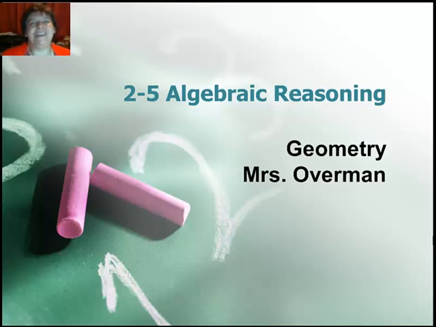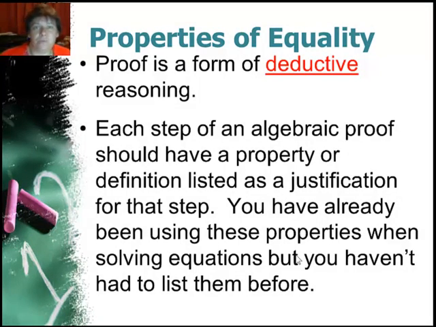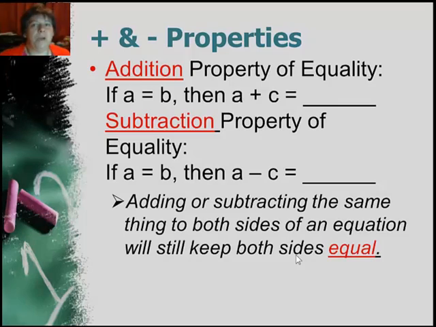And that's what we will be trying to do today, is do some math instruction with some algebraic tools, but we will be worrying more about properties of equality and properties of congruence. So let's start with proof. Proof, again, is a form of deductive reasoning. And each step in an algebraic proof should have a property or a definition listed explaining why you could make that step. Now, you've actually been using these properties all along to solve equations. You just haven't been listing them.